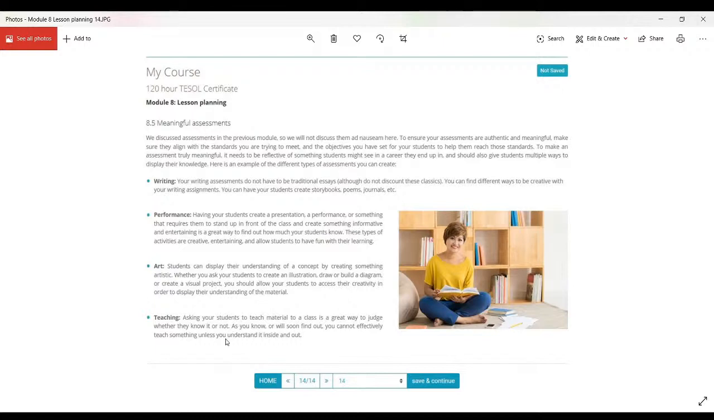Next is teaching. Asking your students to teach material to a class is a great way to judge whether they know it or not. As you know, or will soon find out, you cannot effectively teach something unless you understand it inside out. Okay, so una-una, dapat alam natin yung itinuturo natin, right?